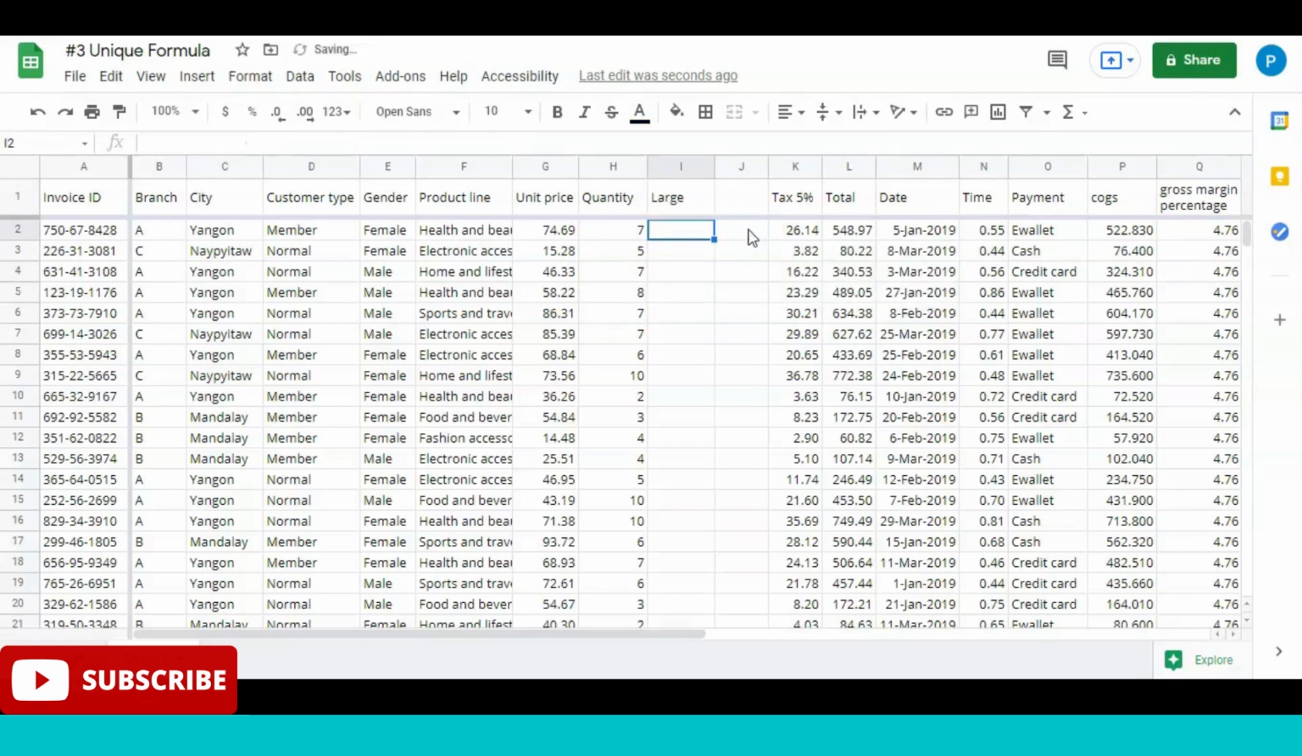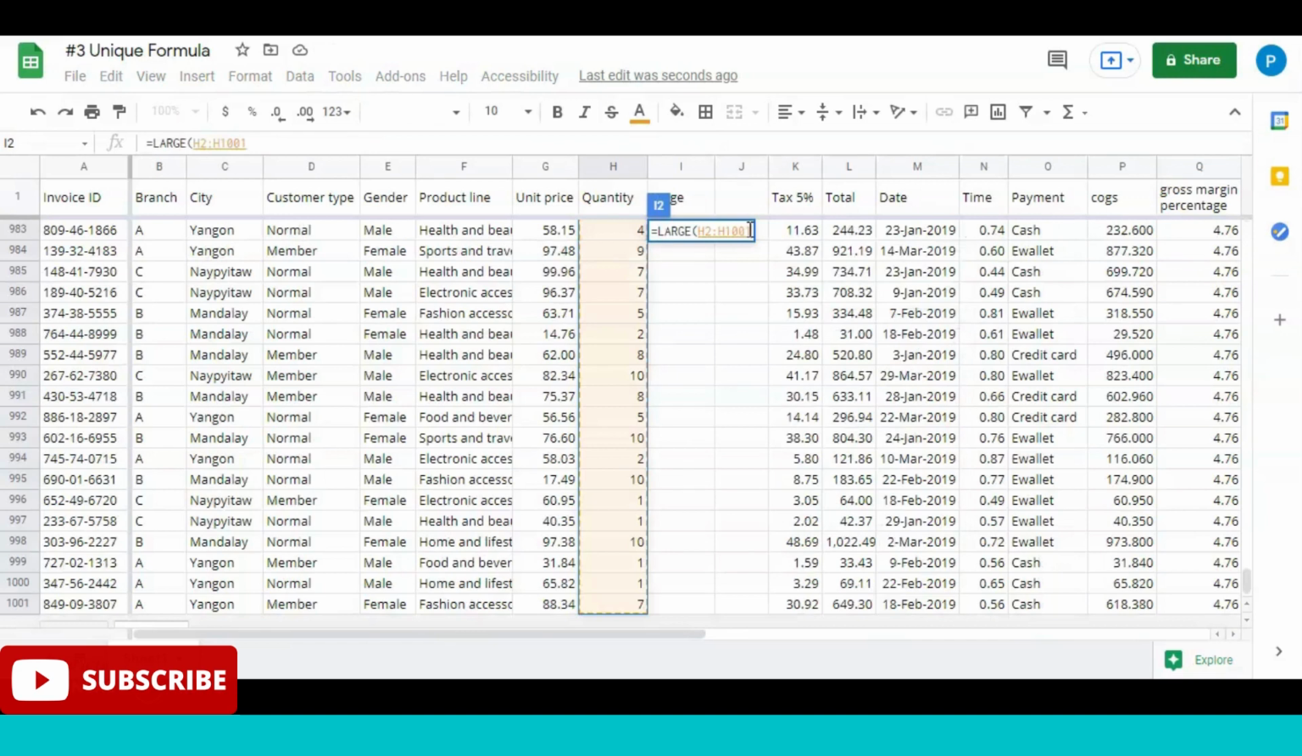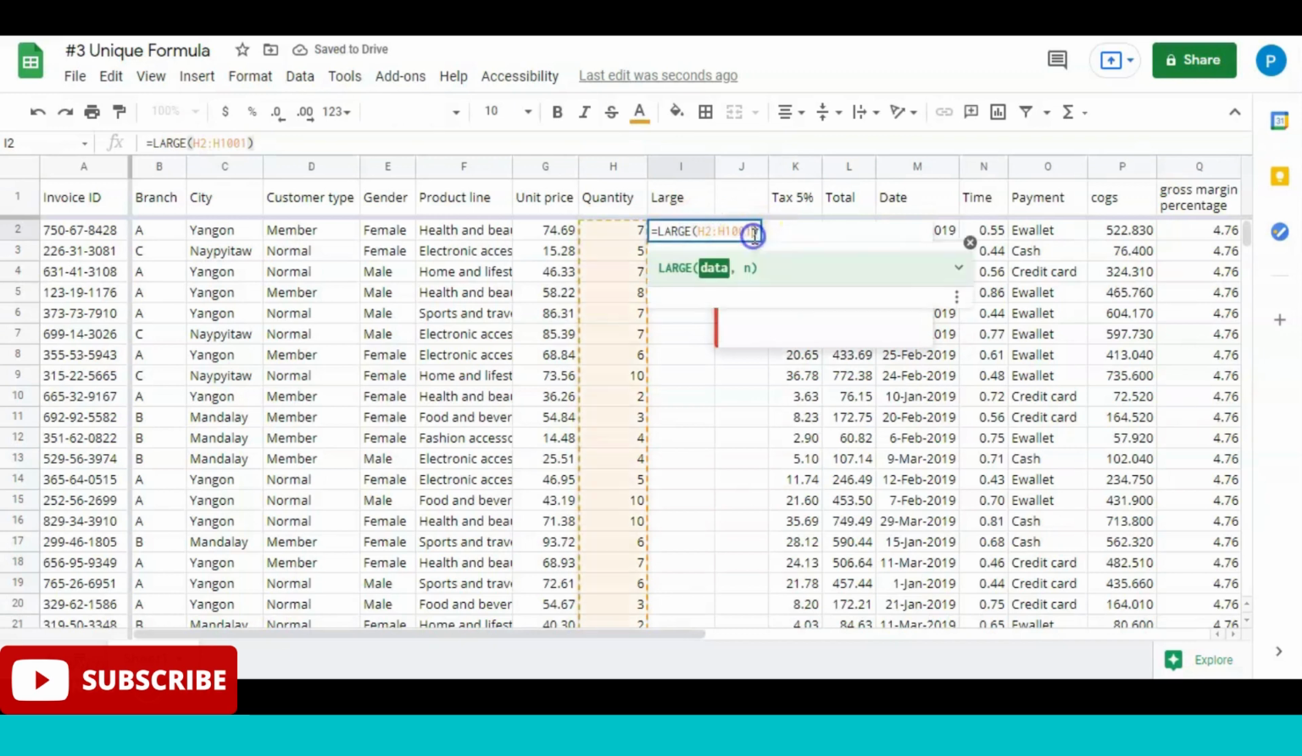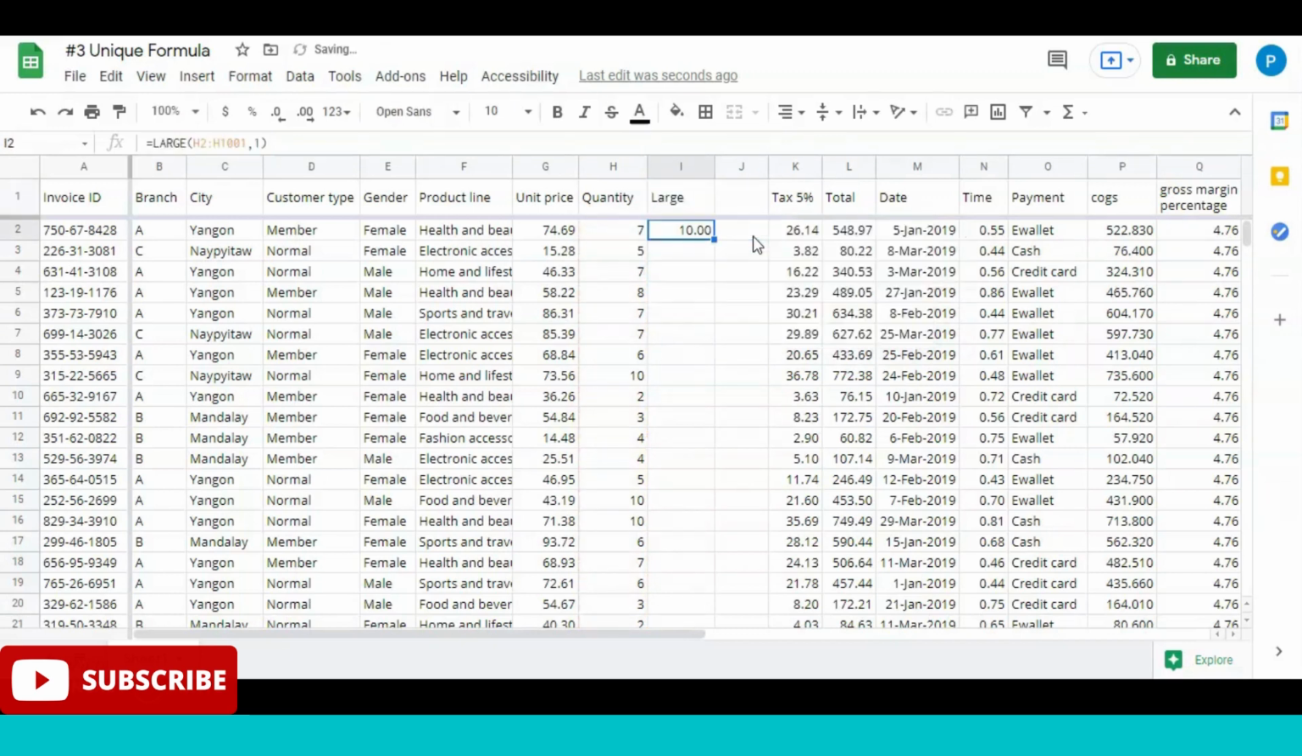Let's find out the largest value throughout the quantity. See, you have to mention which largest value you want. I made a mistake here. So I want the first largest value. So 10 is the highest quantity we have received. The order of 10 is the highest quantity, right? It is very simple. I hope it's making sense. Let's move to another example.